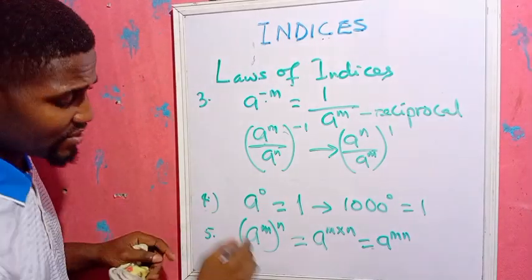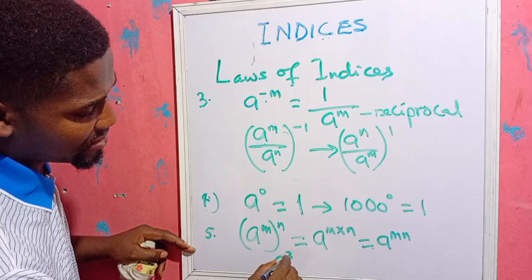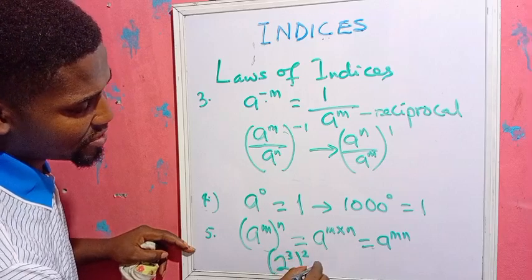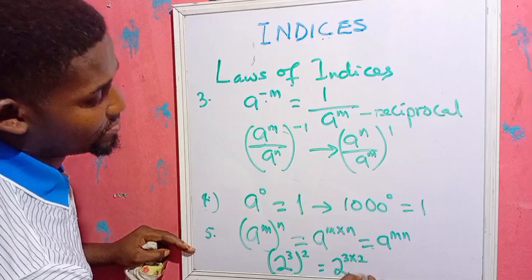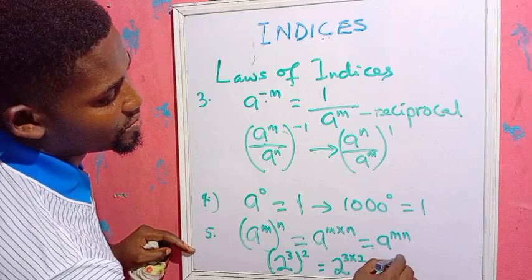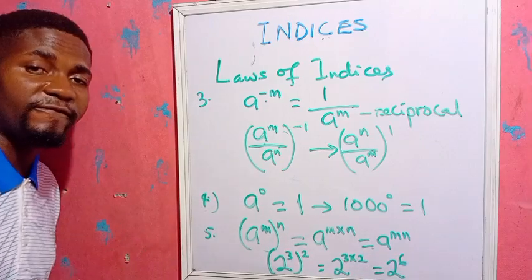I hope you get. For instance, now let's say 2 raised to the power 3, we have 2 outside. This becomes 2 raised to the power 3 times 2, not plus now, please. This becomes 2 raised to the power 6, which is 64.